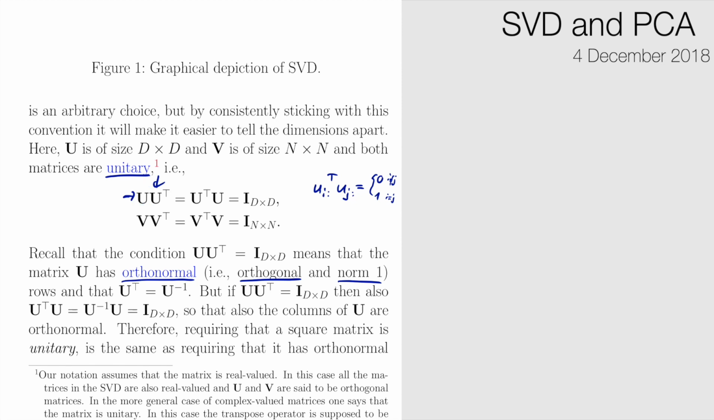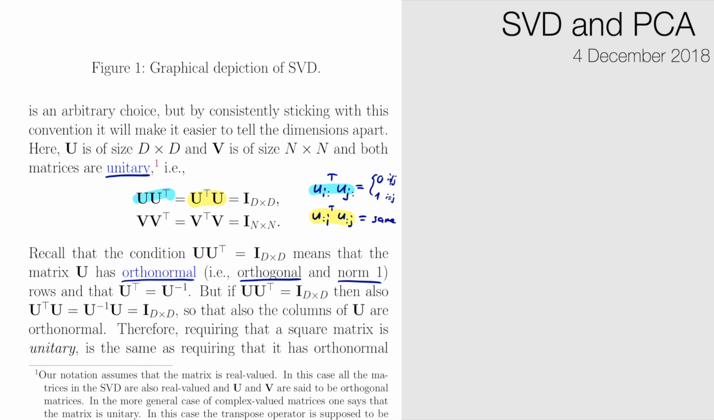And this expression here is saying the same thing about the columns, which I could write as column i. That's a column vector. I transpose it to get a row vector times the column j. And same thing there. So these are the two expressions we have here. That's very easy. And the same thing for the columns. The same thing about V.